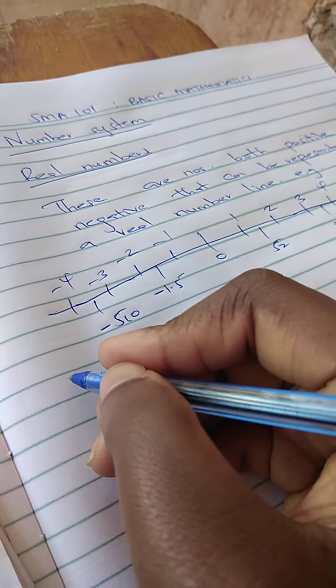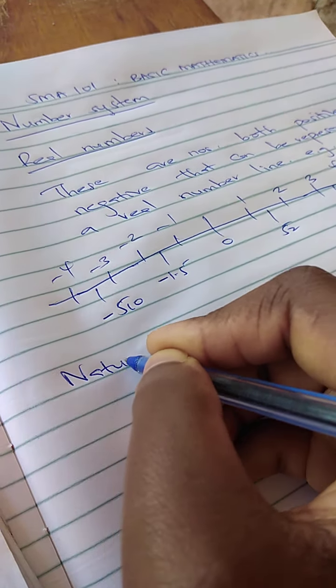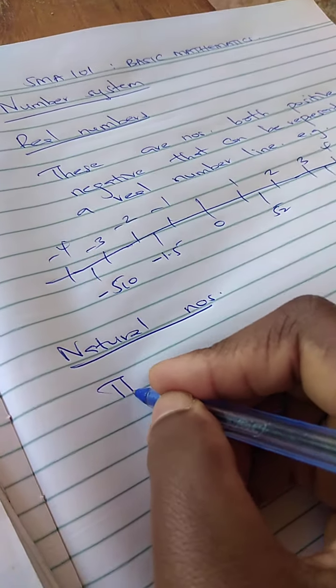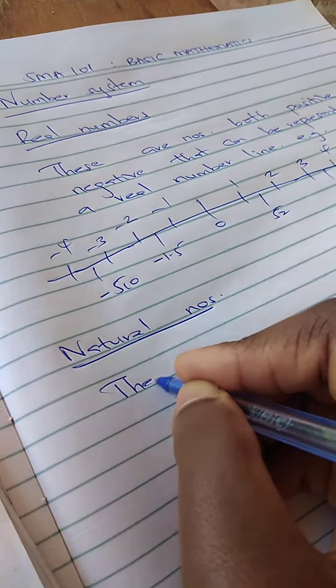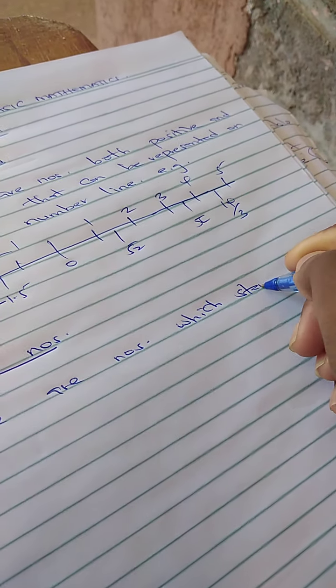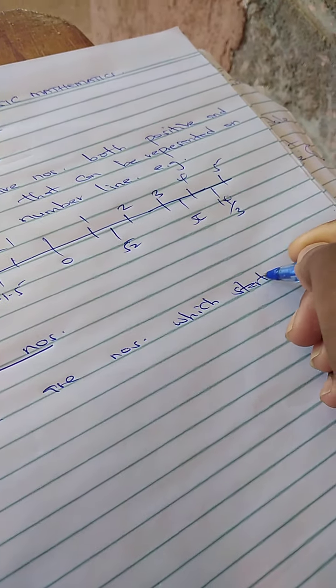We also looked at natural numbers, and we said that these are numbers which start from 1. That is 1, 2, 3, 4, all the way to infinity.